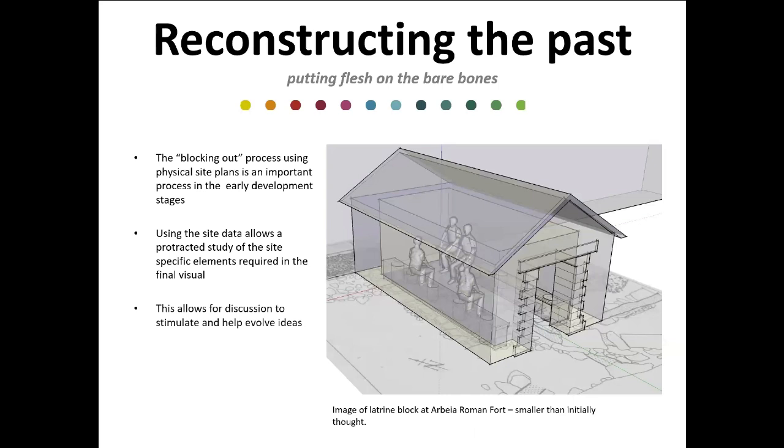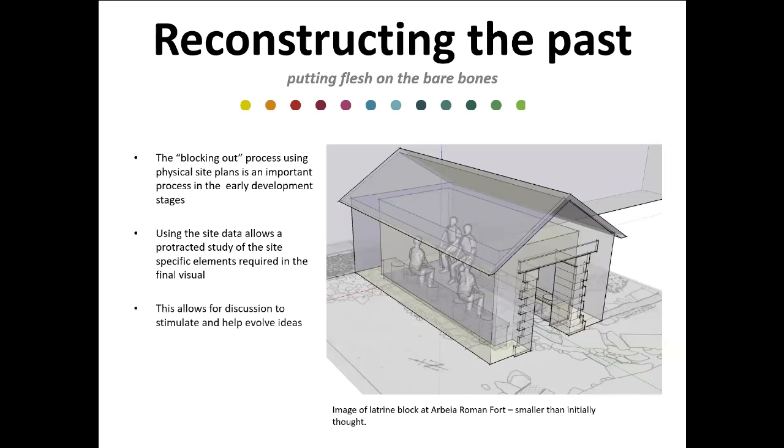This is an example of one I did from a latrine at Arbeia Roman Fort. I was working with Nick Hodgson on this, and we got the data sets through, and he said, oh, can you put something together? And he made me stop halfway through. He said, actually, it's a lot smaller than we thought the toilet was going to be. Maybe the toilet was just for the commanding officers. We're not sure. Can we pause? So it's still on hold. And this was 10 years ago now.